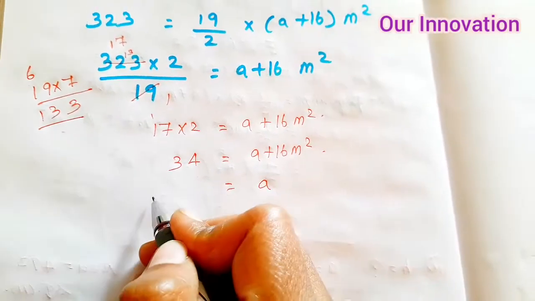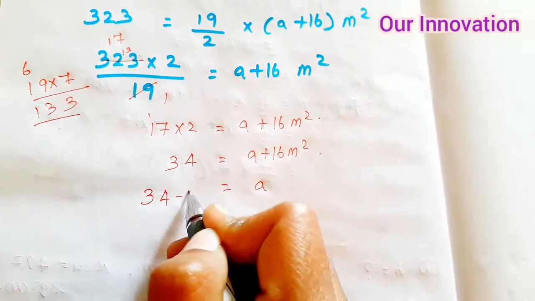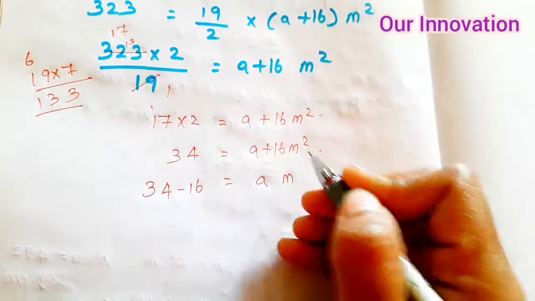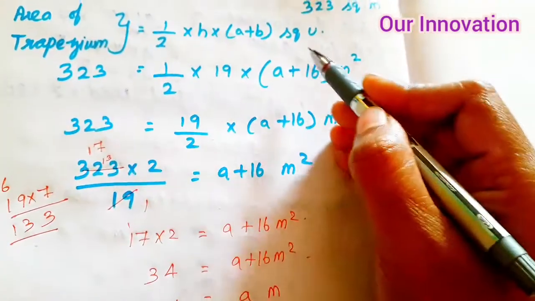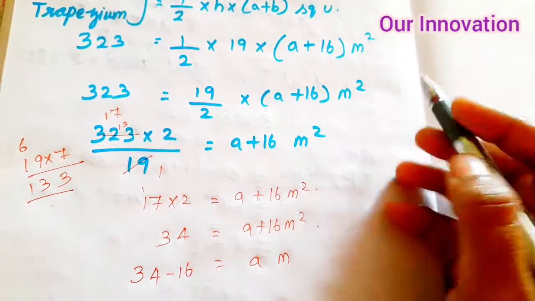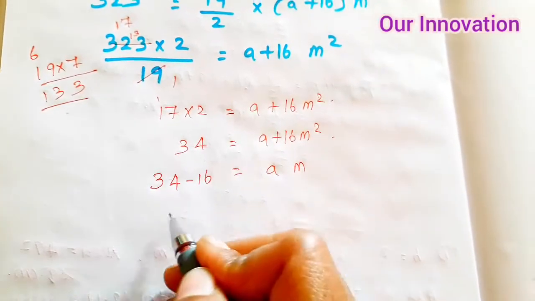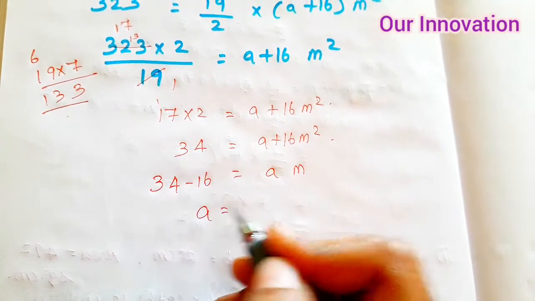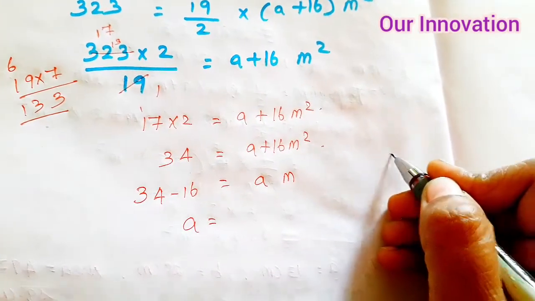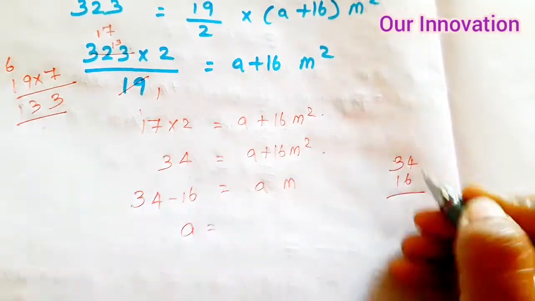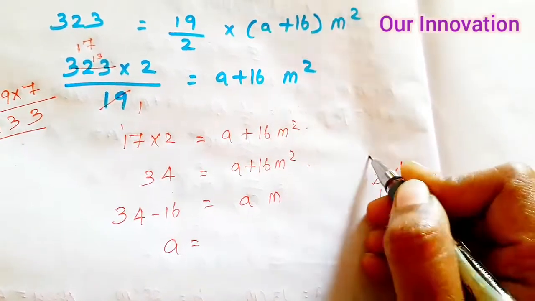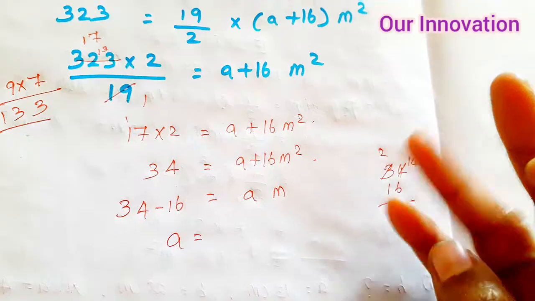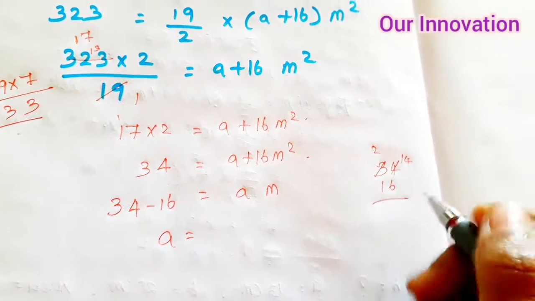So here it is plus, and when it comes over it changes to minus, 34 minus 16. Okay, a will be in meters, so it will come in meter square, but since it is just a, it will be meters. So a is equal to 34 minus 16. If you subtract 34 minus 16, what will come? 14 is 2, so taking 6 from 14: 6, 7, 8, 9, 10, 11, 12, 13, 14, that gives 8.